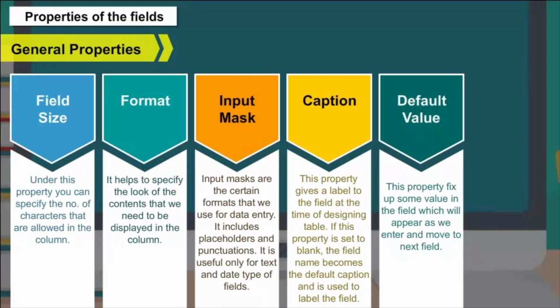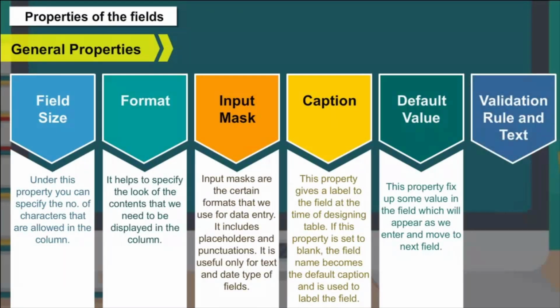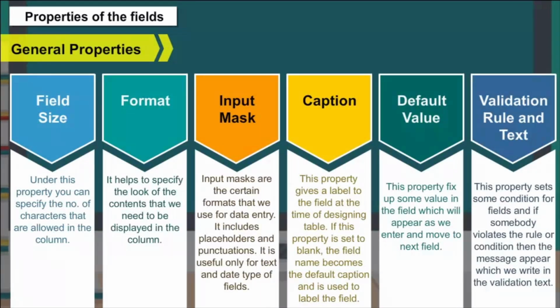Validation rule and text. This property sets some condition for fields, and if somebody violates the rule or condition, then the message appears, which we write in the validation text.